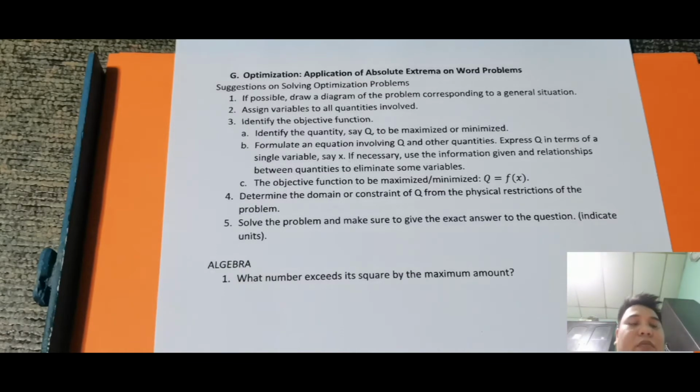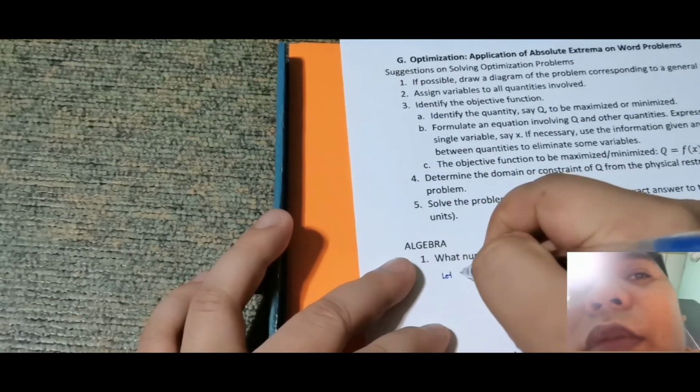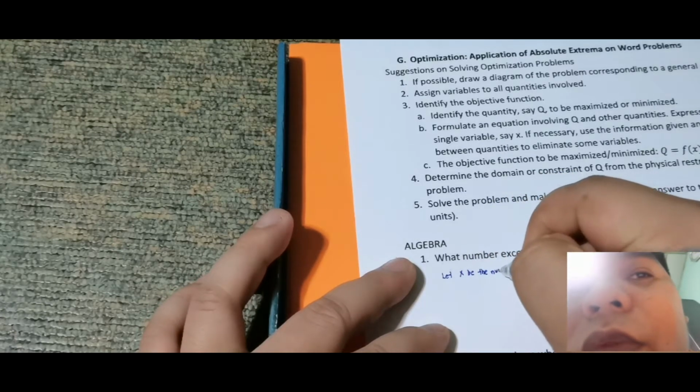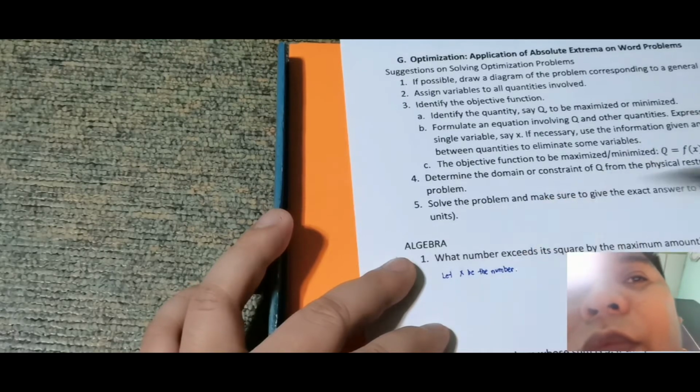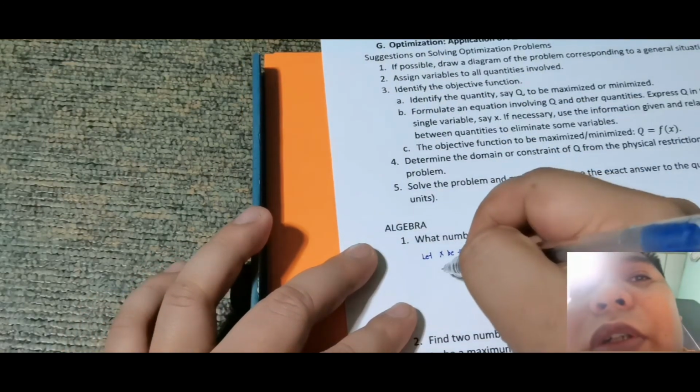So, may checking din naman dito. Again, ano sabi? If possible, draw a diagram. Since di naman natin pwede i-draw yung diagram, hindi natin pwedeng gawin ganun. So, dito, mag-let na lang tayo or assign variable for the quantities involved. Syempre, una is for solution. So, let x be the number. Ibig sabihin, if x is the number, ano yung square niya? Ang square niya is x squared.